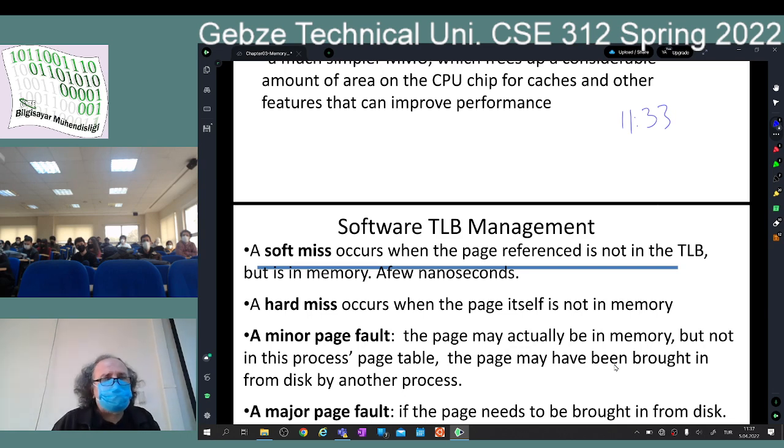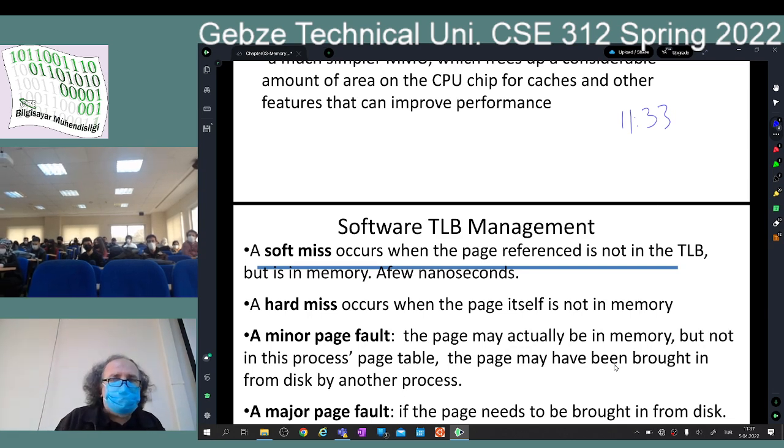A hard miss occurs when the page itself is not in memory. Okay, that's the terminology. A hard miss is a very, very bad thing. It is the worst thing that can happen with an MMU. So it is not inside the TLB, and it is not inside your memory. So you have to do a page replacement.